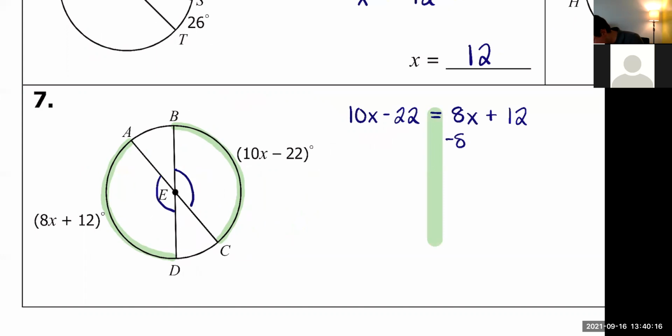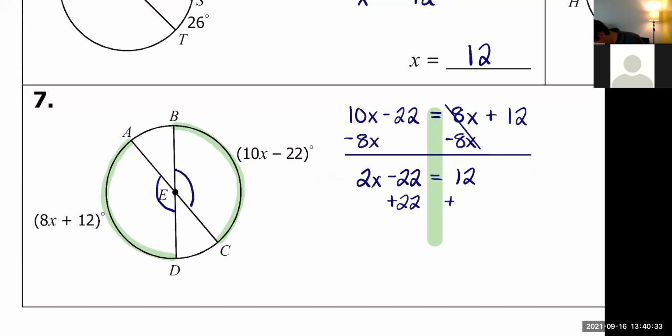So get the variables to one side. I'm going to subtract 8x from both sides. I get 2x minus 22 equals 12. Add 22 to both sides. I get 2x equals 34. And then divide both sides by 2. I get x equals 17.